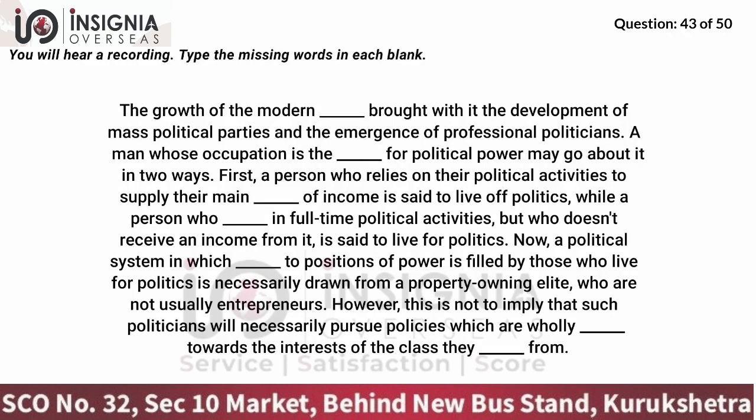The growth of the modern state brought with it the development of mass political parties and the emergence of professional politicians. A man whose occupation is the struggle for political power may go about it in two ways. First, a person who relies on their political activities to supply their main source of income is said to live off politics, while a person who engages in full-time political activities but who doesn't receive an income from it, is said to live for politics.